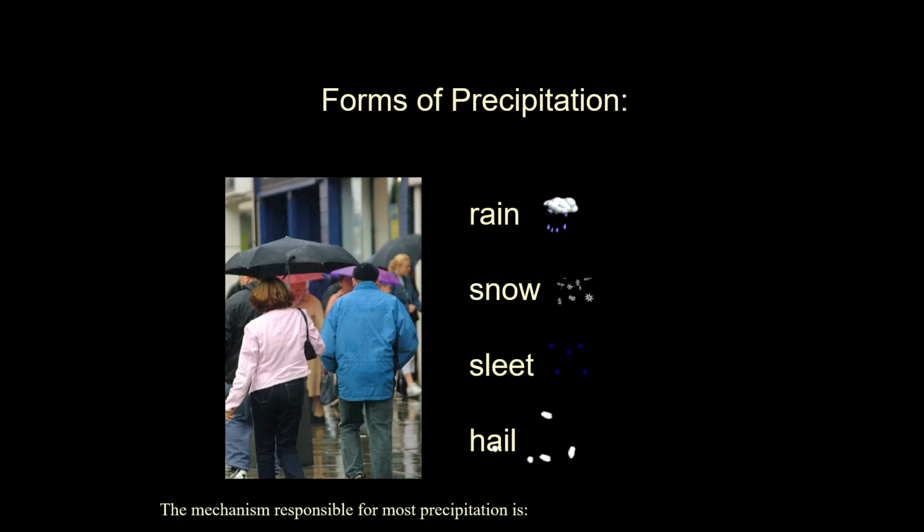So you are familiar with forms of precipitation. We know the difference between precipitation and rainfall. Precipitation is any object falling from the sky. In terms of water content, we have four types of precipitation: rain, snow, sleet, and hail.